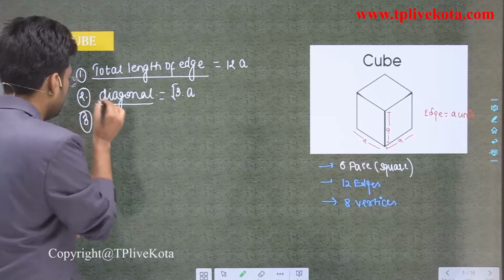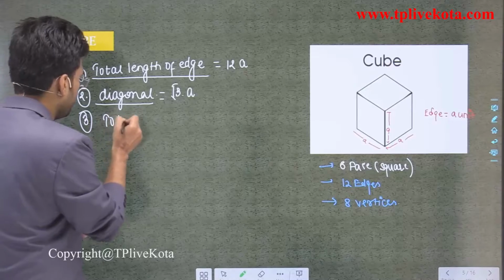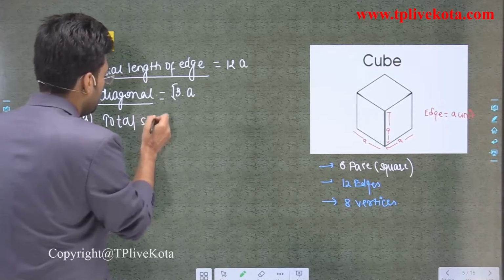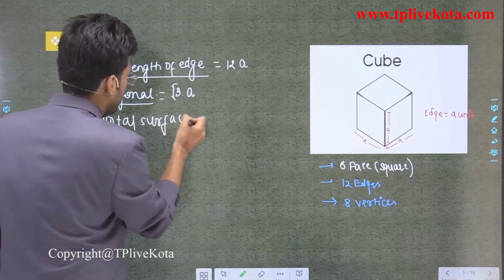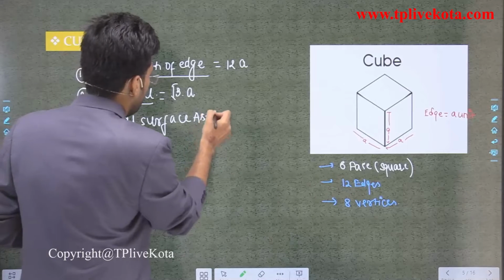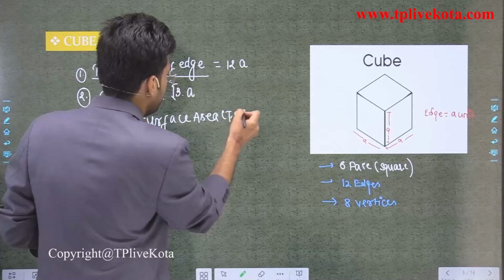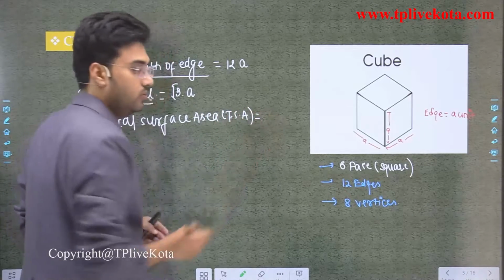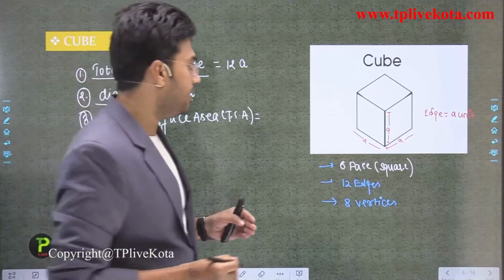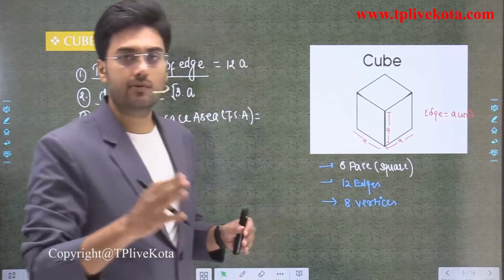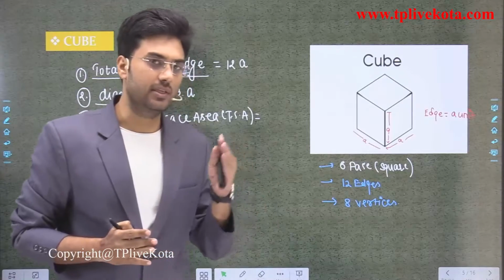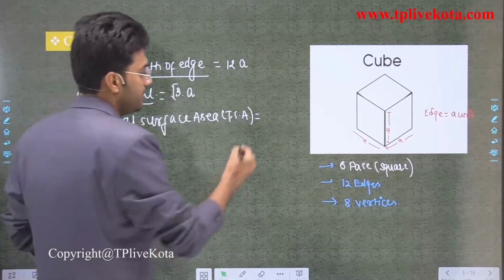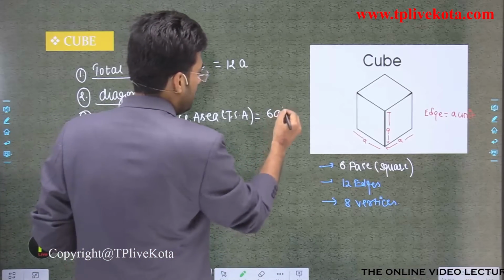Now the third is the total surface area. Total surface area, that is TSA, is equal to 6 times a square. The area of one face is equal to a square, because it is a square. So it is equal to 6 times a square.